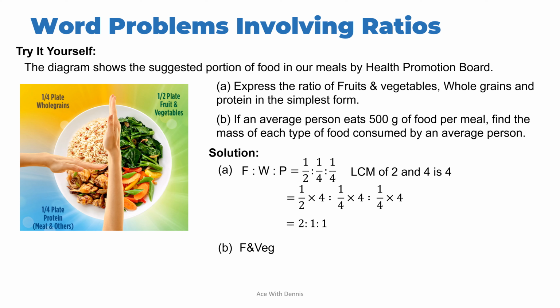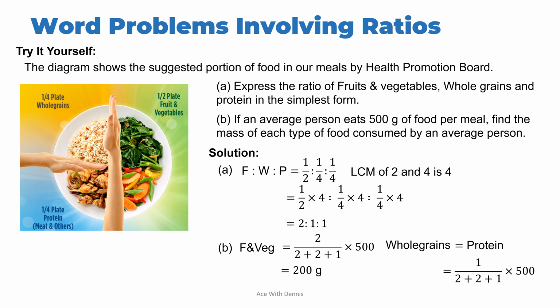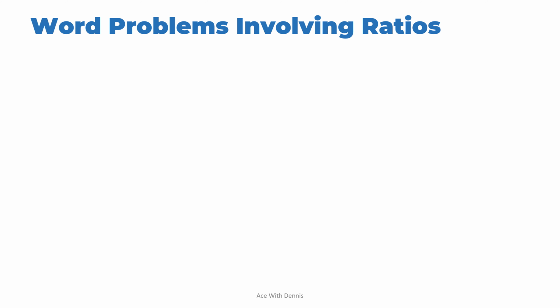For B, let's find the mass for fruits and vegetables first. So it equals 2 over 2 plus 2 plus 1 times 500, and we get 200 grams. For whole grains, it equals protein, as both have the same portion. So each is 1 over 2 plus 2 plus 1 times 500, and we get 100 grams each. Let's discuss another example.